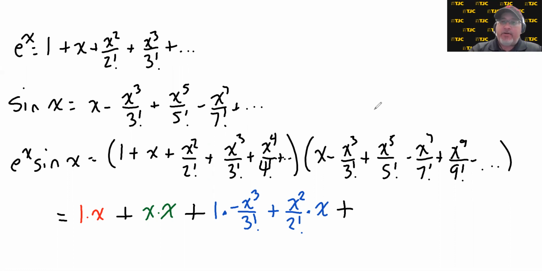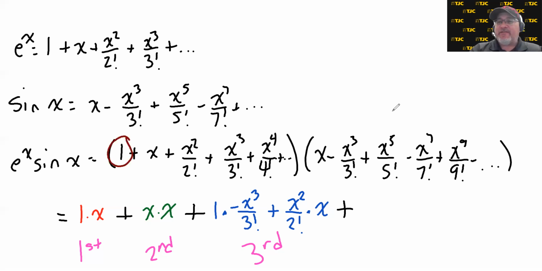I've lost track of where we are. This is our first degree terms. This is our second degree terms. These two are our third degree terms. Now it's time for a fourth degree term. We'll do them in this color. So let's start with the 1.